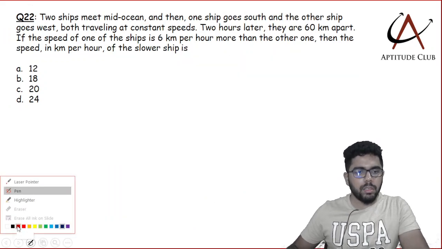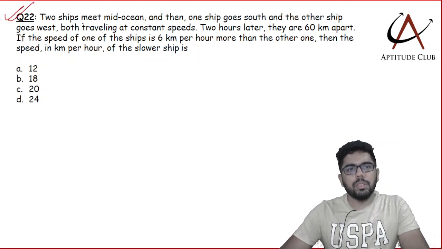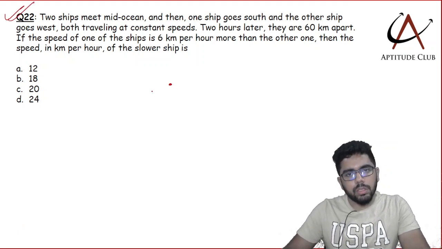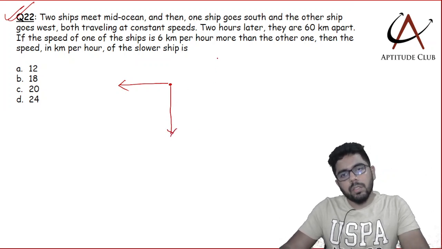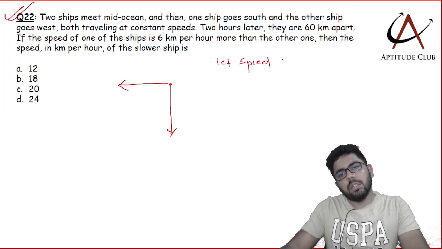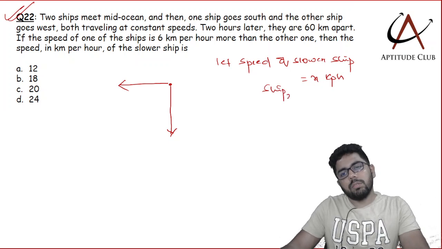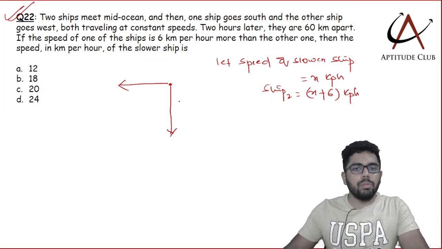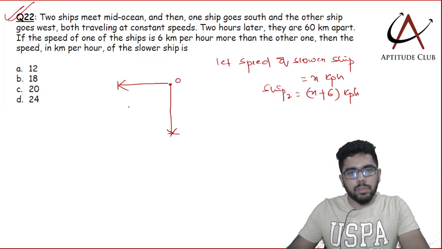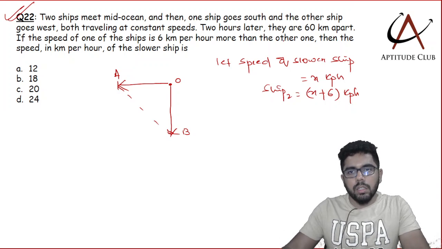Okay, let's see this. Again, a super easy question. Two ships meet mid-ocean. One ship is going towards south and the other is going towards west. Let the speed of the slower ship be x kilometers per hour. तो जो ship 2 है उसका speed is x plus 6 kilometers per hour. So in 2 hours, let us say these are their positions A and B. It is saying they are 60 kilometers apart.